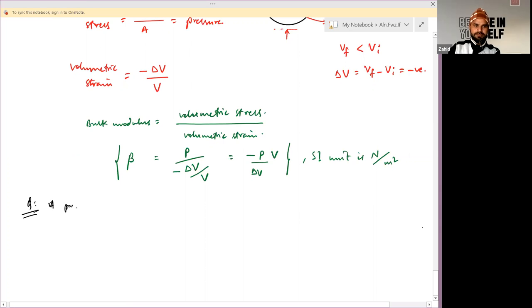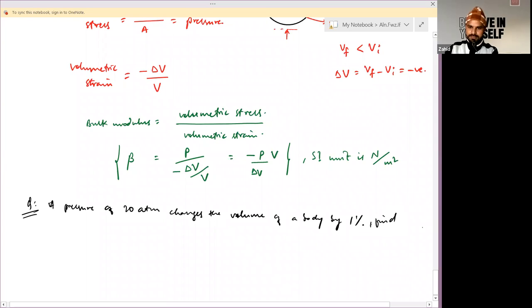A pressure of 20 atm changes the volume of a body by 1%. Find beta.